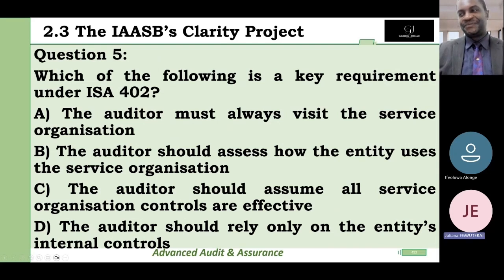All right, fine. Number 5. Which of the following is a key requirement under ISA 402? A, the auditor must always visit the service organization. B, the auditor should assess how the entity uses the service organization. C, the auditor should assume all service organization controls are effective. D, the auditor should rely only on the entity's internal controls. I choose B, sir. The auditor should assess how the entity uses the service organization.